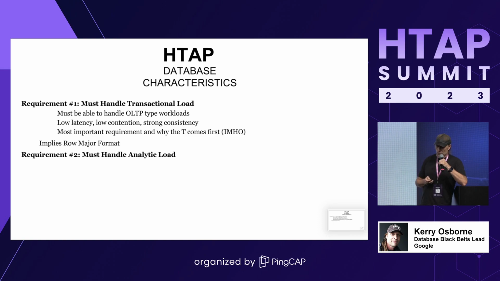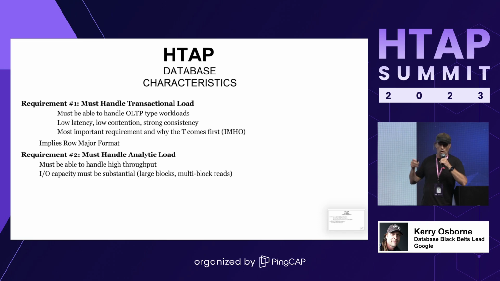Okay, so requirement number two, we've got to be able to handle the analytic stuff. What does that mean? We've got to handle high throughput, right? So I/O capacity has got to be substantial. Typically, we're doing full scans, so we're doing large multi-block reads at the hardware level, and those blocks are typically much larger than the blocks we use in transactional systems. So we also have a mismatch there, right? And this also implies column format.